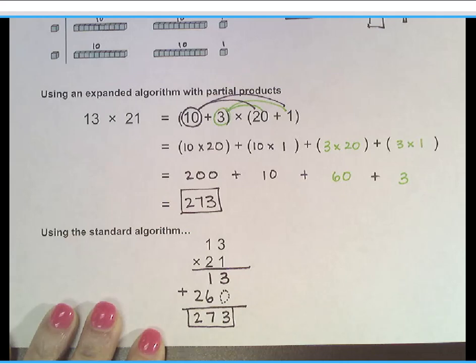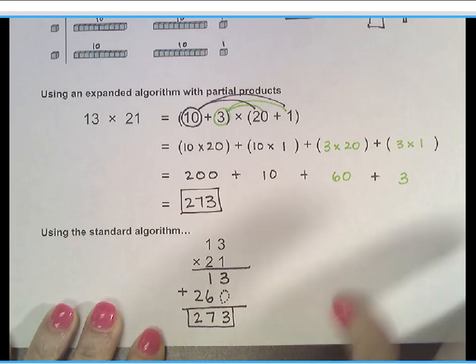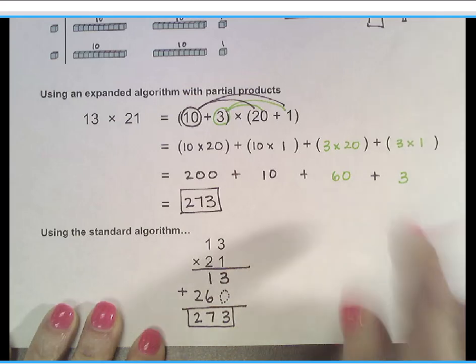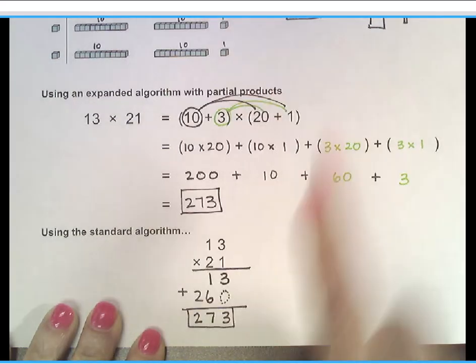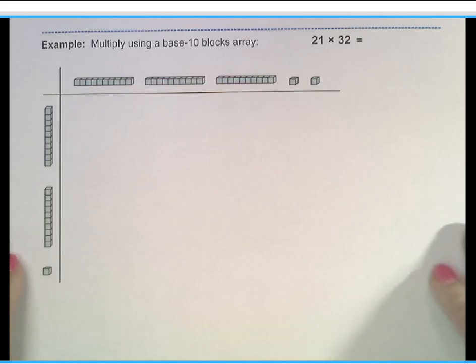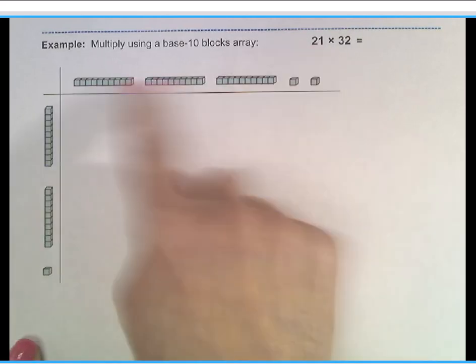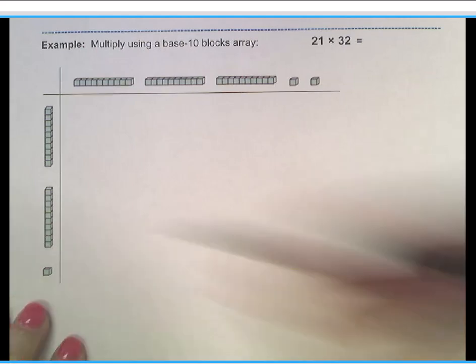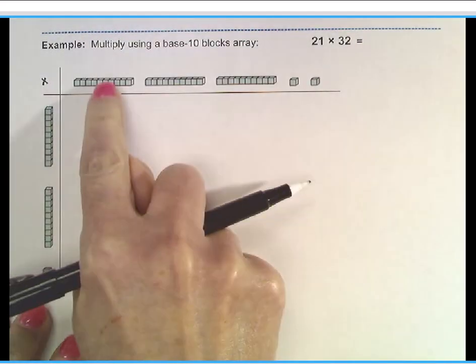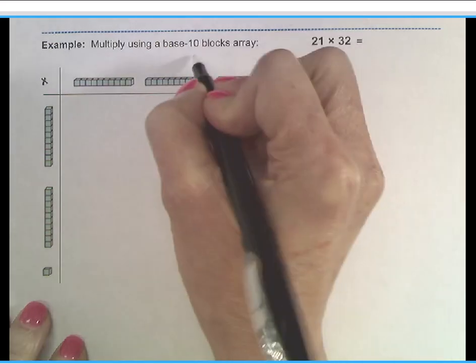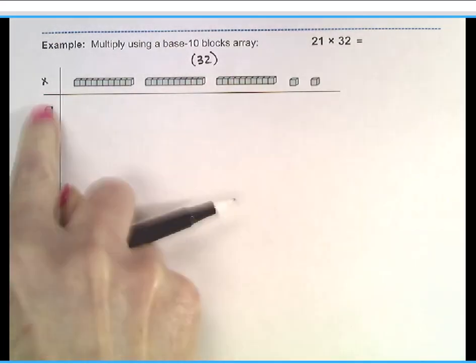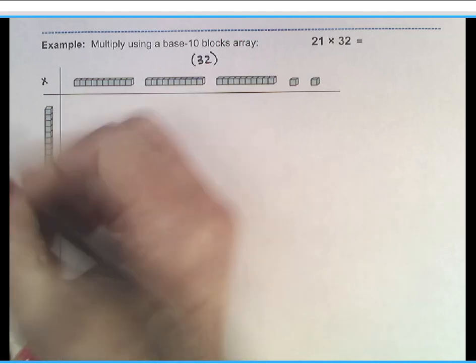So let's try another one, and we'll go through the same kind of a process so you can see how the picture matches with the algorithms that we were all taught in school. So if I want to set this one up using an array, I'm going to set up 21 times 32. Again, it doesn't matter which one goes on the top, which one goes on the side. So can you tell which way I did it? The top is 10, 20, 32. Okay, so 32 is the top here. This side is 10, 10, and 1. This is 21.